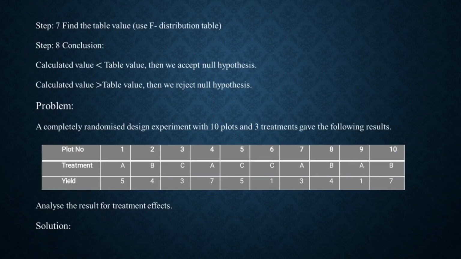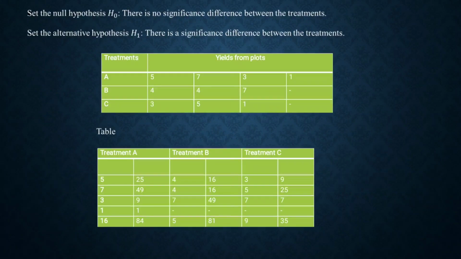Now let us see a problem based on this. A completely randomized design experiment with 10 plots and 3 treatments is given below. We have to analyze the treatment effects. So first, let us set the null hypothesis, that is, there is no significant difference between treatments. Next, set the alternative hypothesis H1: there is significant difference between treatments.